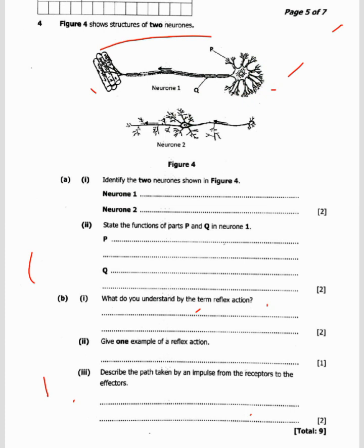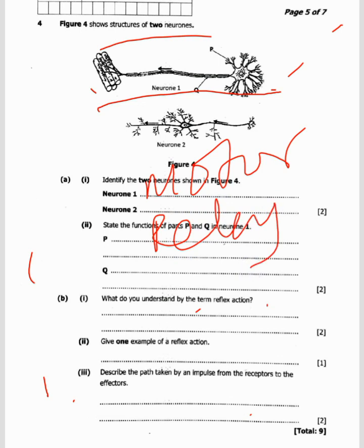The first question says, identify the two neurons shown in figure 4. Neuron number 1 is the one I've said is a motor neuron. The second one is known as the relay neuron. So the first one is the motor neuron, the second one is the relay neuron. Hope that is very clear.